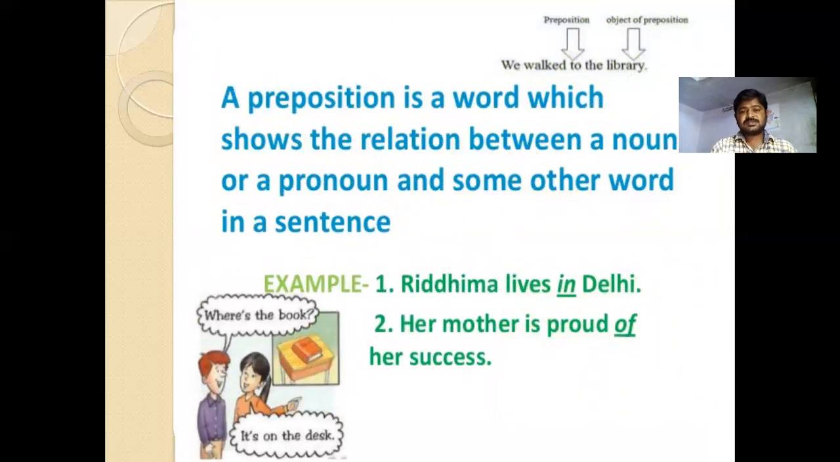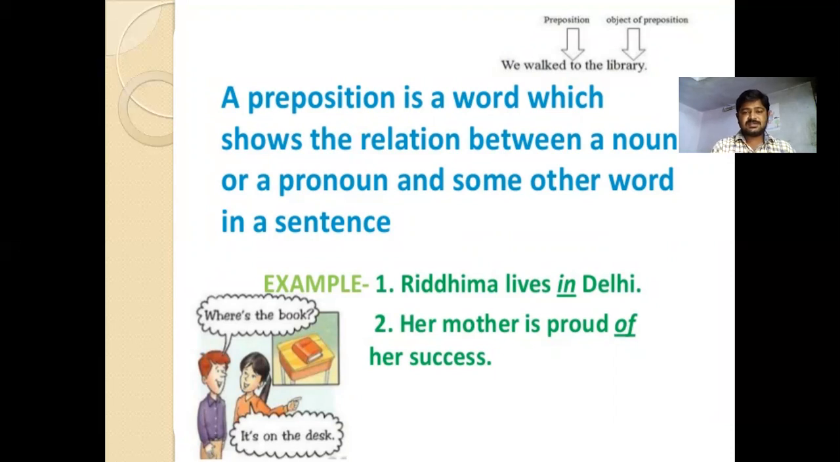A preposition is a word which shows the relation between a noun or a pronoun and some other words in a sentence. For example, where is the book? Look at the figure here. The book is on the desk.